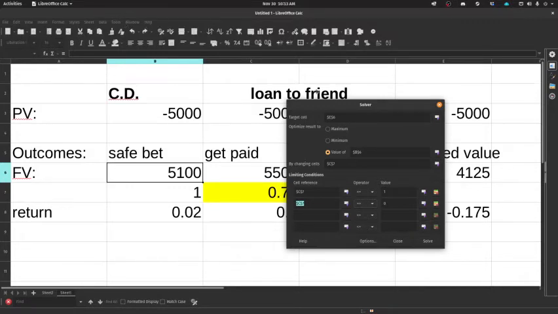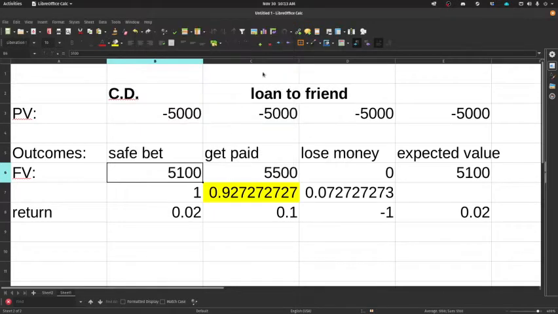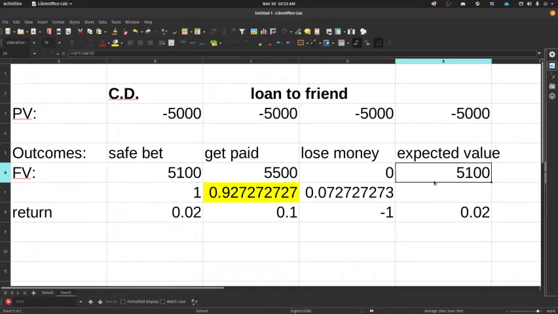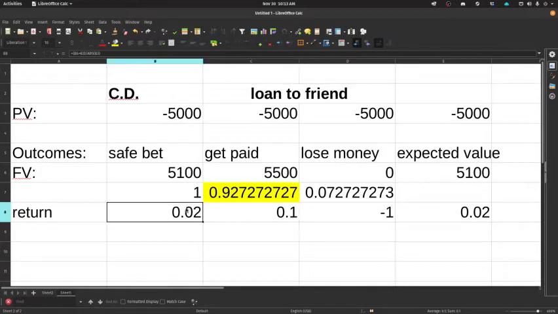Ask Google how to set it up, but we're saying, let's set our target. Let's solve this problem so that it gets a value of 5,100 by changing the probability that your friend actually pays you back. So let's see what happens. We run Solve, we will keep results. This is saying there is about a 93% chance that they pay you back if, in fact, their offer of a 10% interest rate is in risk-adjusted returns equivalent to your next best alternative, your safe bet.